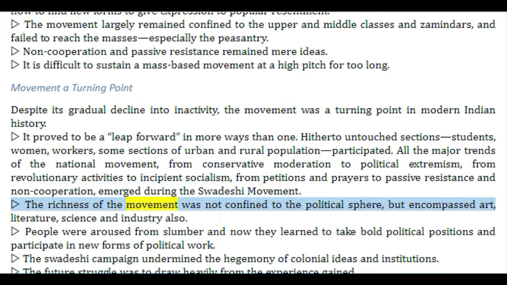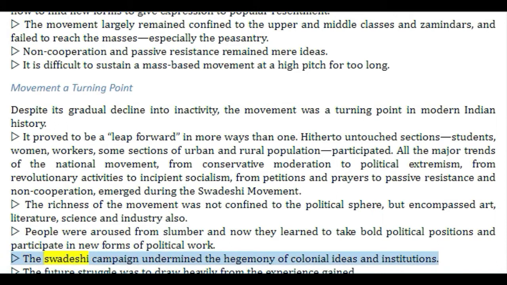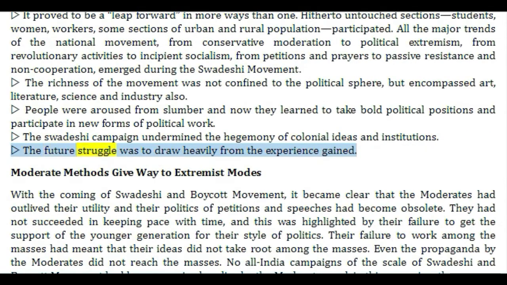The richness of the movement was not confined to the political sphere, but encompassed art, literature, science, and industry also. People were aroused from slumber, and now they learned to take bold political positions and participate in new forms of political work. The Swadeshi campaign undermined the hegemony of colonial ideas and institutions. The future struggle was to draw heavily from the experience gained.